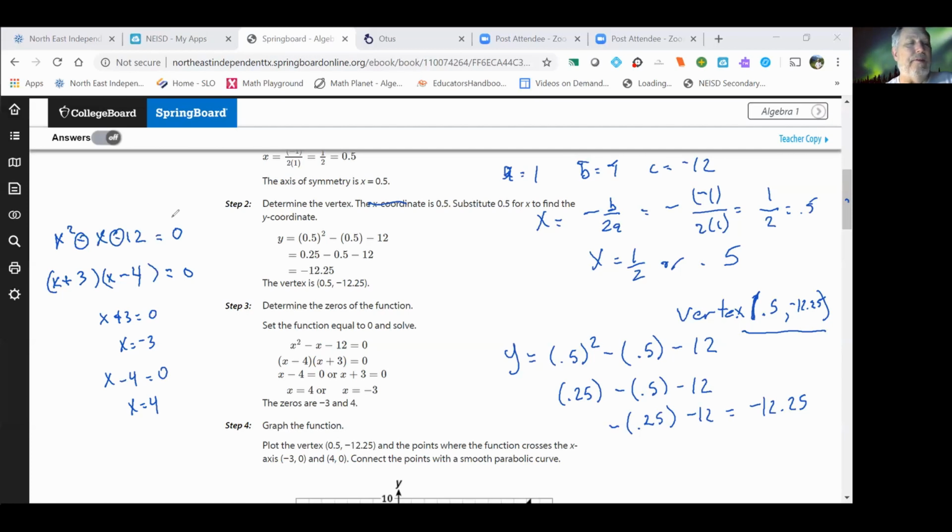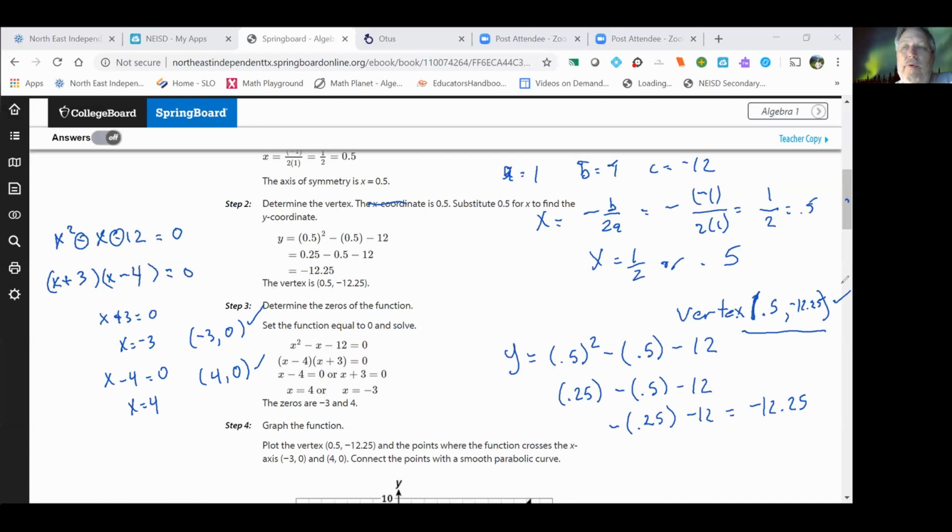So that gives us a couple more points that we can work with. Now, we're talking about these as being zeros. The points involved here, they're x-intercepts. So it's going to be (-3, 0) and (4, 0). So what we have here is 3 points that we can graph that will help us be able to draw the function. So let's go ahead and take a look at that.